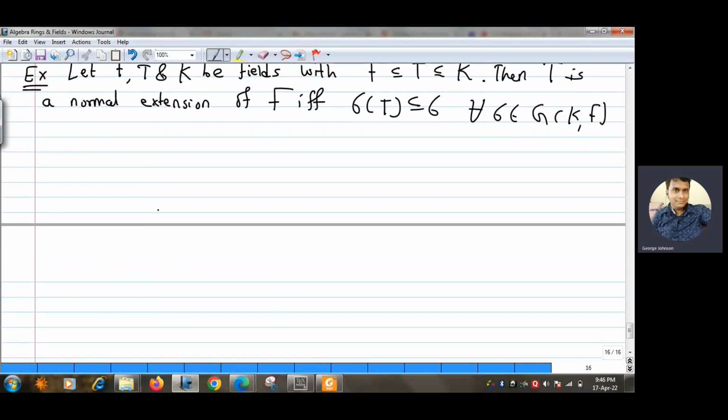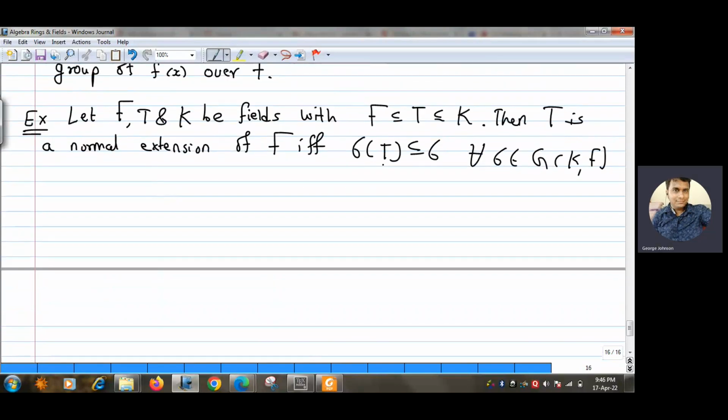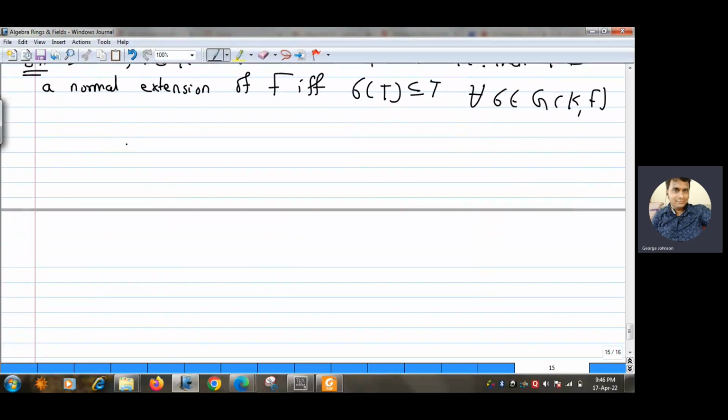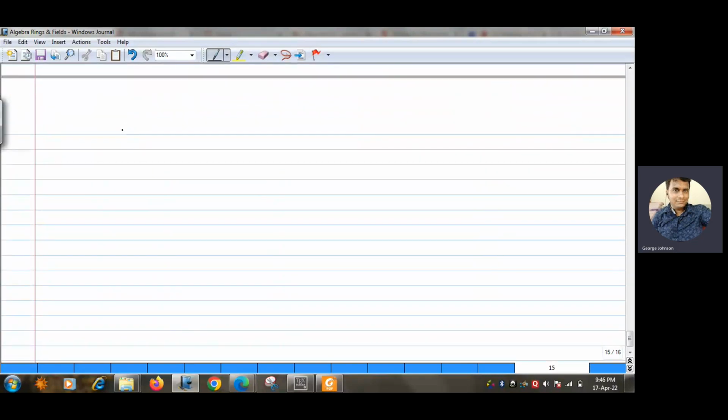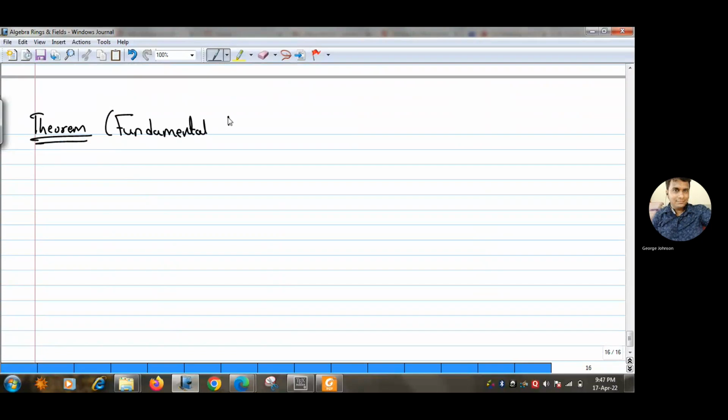So T is a normal extension of F if and only if sigma of T is a subset of T for every sigma belonging to G(K/F). We will use this exercise in the next theorem, known as the fundamental theorem of Galois theory. That's one of the important theorems, important in the sense of algebra. So, the fundamental theorem of Galois theory.